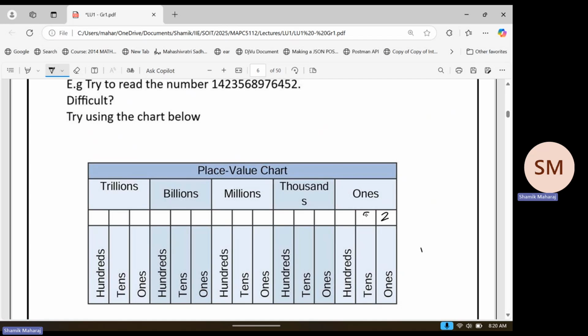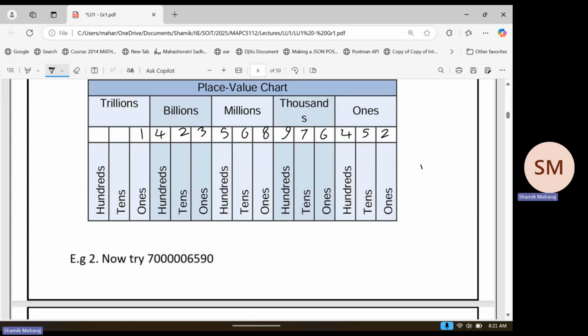It's 2 from this side, 5, 4, 6, 7, 9, 8, 6, 5, 3, 2, 4, 1. That's the number. Now, would you agree it's a lot easier to read this number once it's in the chart? I'll give you a few seconds to try to read this number out in your head, then I'll try and read it here and try not to make a fool of myself. Let's see what happens. Give you a few seconds. Try and say that in your head.